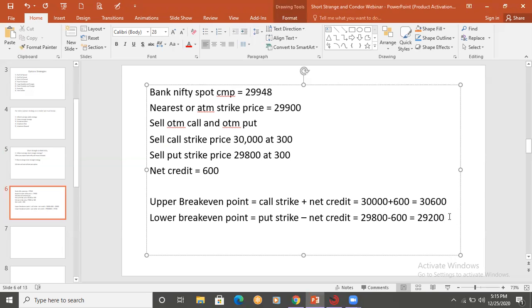So here I can write it down for you. If Bank Nifty closed between 29,200 and 30,600, okay, this is the range, if Bank Nifty closed between 29,200 and 30,600, then as a seller, we are in profit.